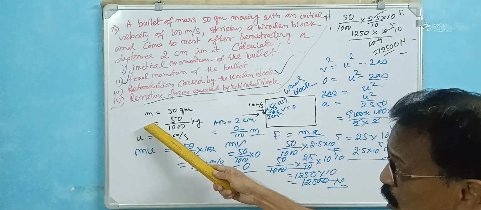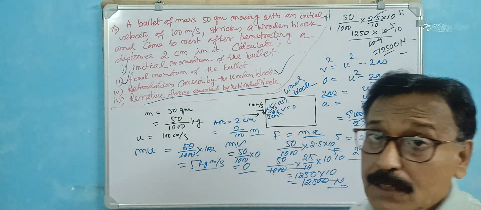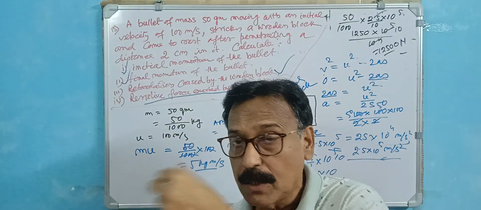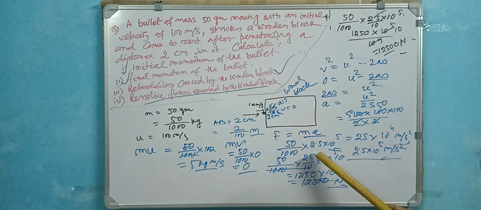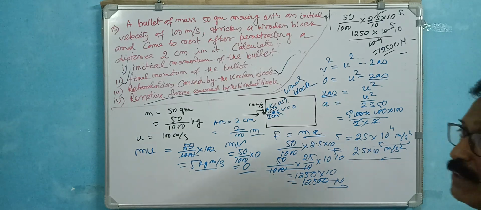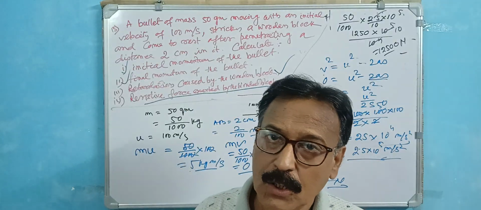Now the initial momentum is this, the final momentum is this, and the force developed is acting on this bullet. So the same force, M into A. M is this, and retardation is this. From there you calculate the force developed, because you know force is equal to M into A. So that is all for today.